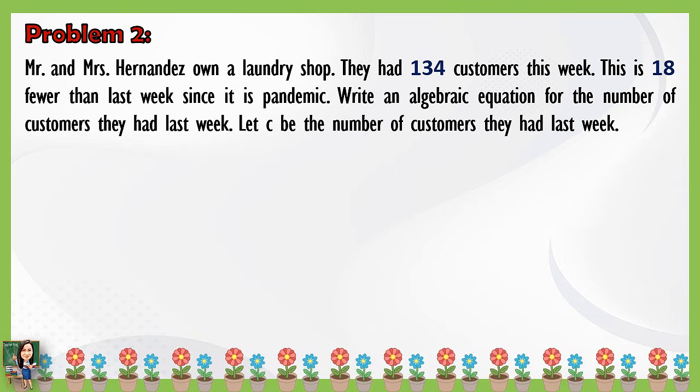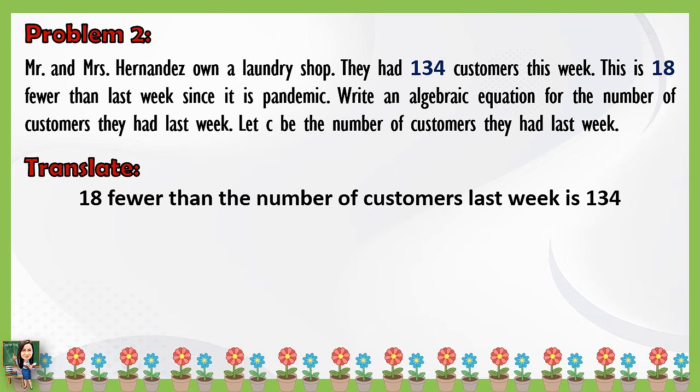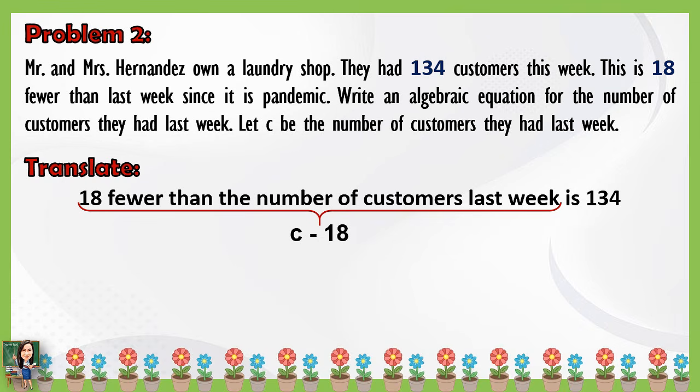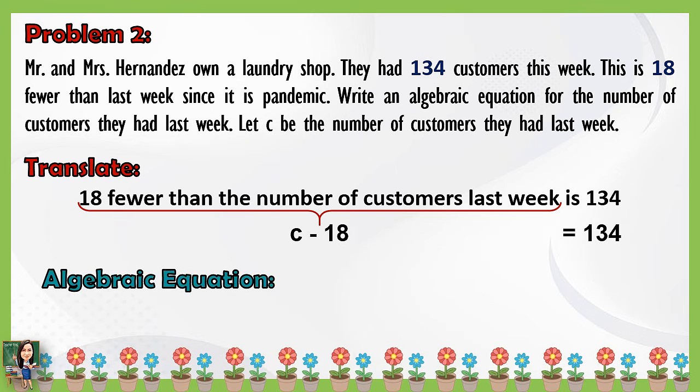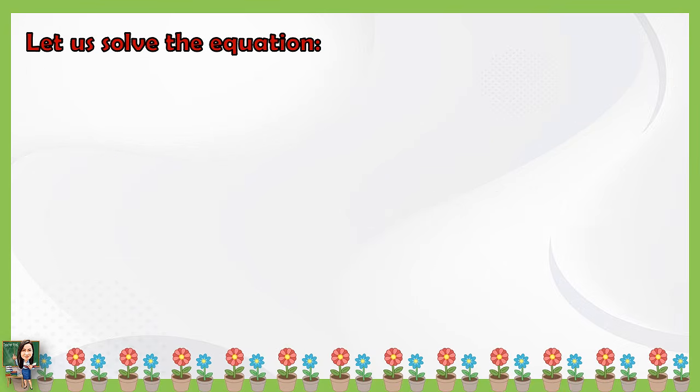Let C be the number of customers they had last week. Translate. 18 fewer than the number of customers last week is 134. So 18 fewer than the number of customers last week is C - 18, which is 134. The algebraic equation is C - 18 = 134. Let us solve the equation. C - 18 = 134.